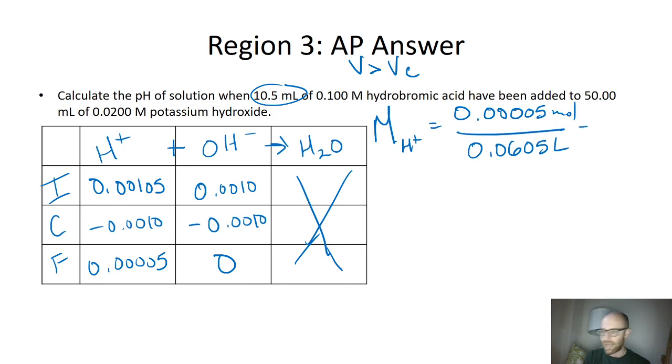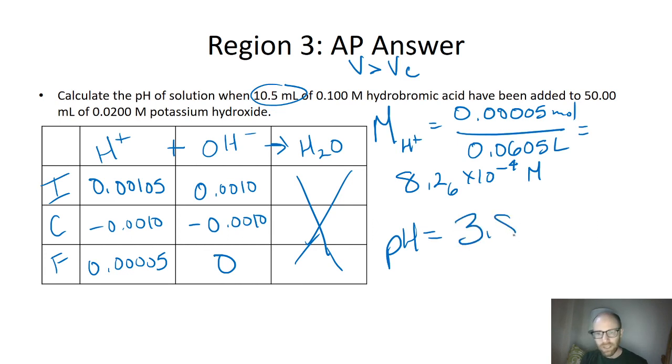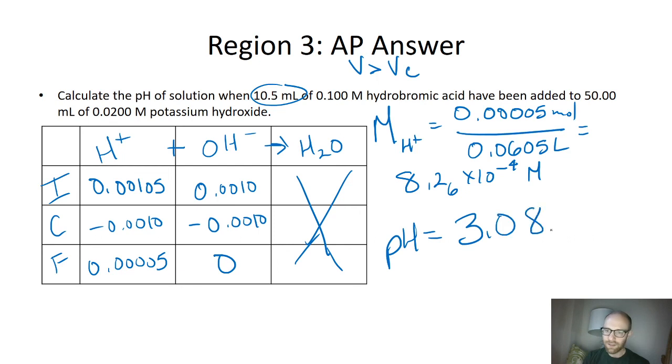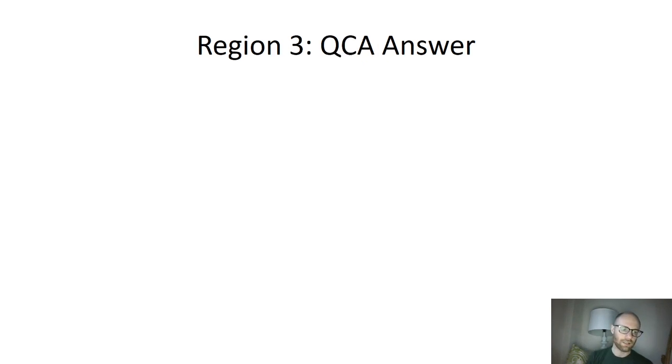0.0605 liters, and that gives you a concentration of 8.26 times 10 to the minus 4 molar, and your pH here is going to be equal to 3.08. Said it, and then I wrote the other thing. I think it's been too long since I've been in the classroom. So again, our pH dropped dramatically, even half a milliliter after the equivalence point.